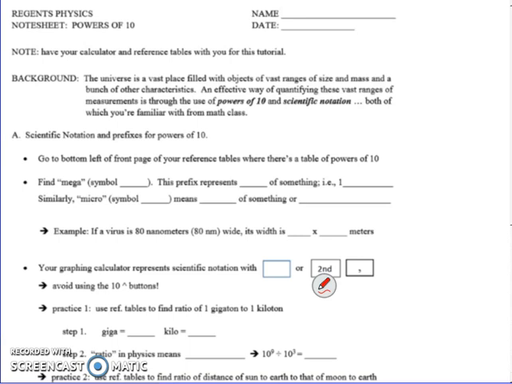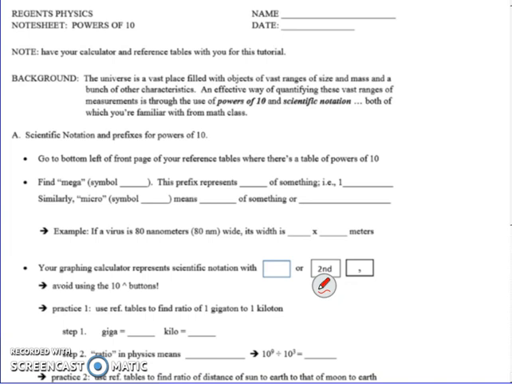Okay, so it is important that you have your calculator in front of you and your reference tables, because we're going to look at them to do some of these problems before you have practice on your own. All right, so one of the first things we're going to establish is that the universe, which is what physics is all about, trying to understand everything in it from the biggest to the smallest, has a vast range of size and mass and other quantities that we have to be able to measure and quantify.